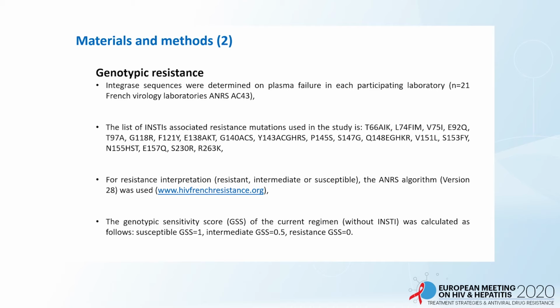Integrase sequences were determined on plasma at failure in each participating laboratory, and this is the list of the integrase-associated resistance mutations used in the study. Resistance was interpreted using the last INRS algorithm, and the genotypic sensitivity score of the current regimen without the integrase inhibitor was calculated as follows: 1 for susceptible, 0.5 for intermediate, and 0 for resistance.